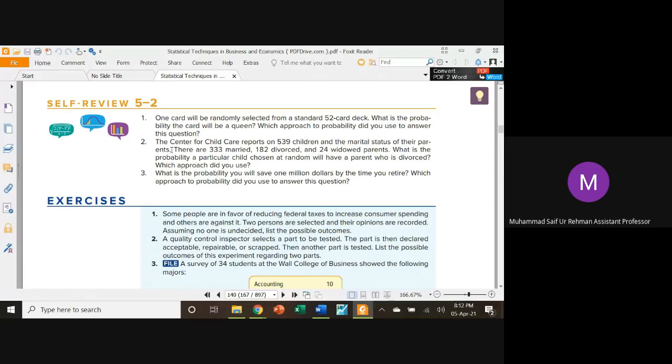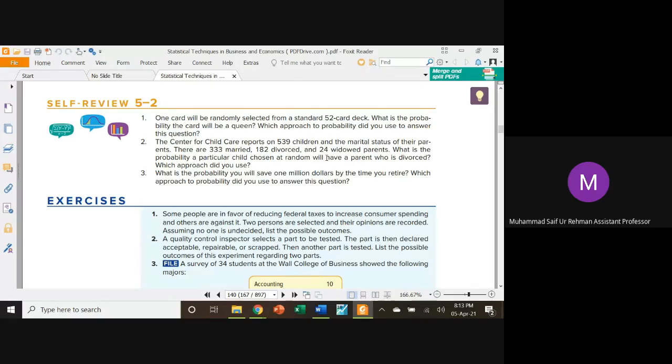If you see this question, the Center for Child Care reports on 539 children and the marital status of their parents. There are 333 married, 182 divorced, and 24 widowed parents. What is the probability a particular child chosen at random will have a parent who is divorced? Which approach did you use? So definitely in this case, you will use the empirical probability.